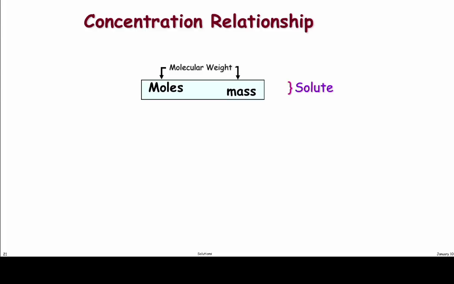If you know that for every 12 grams of a substance you have 1 mole, then you know that if you have 24 grams of that substance you have 2 moles. So the molar mass is the relationship between moles and mass for the solute.